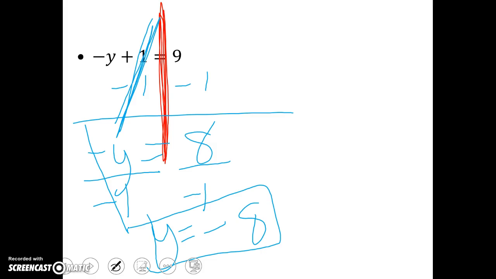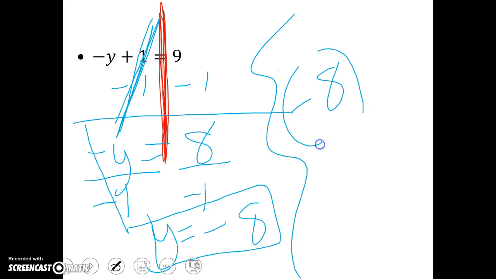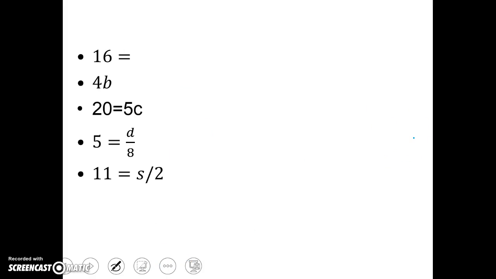So if you put this back up here, and you check, that would be -8, -8 plus 1. The reason that's negative is because remember that y is the only thing that we're replacing. We're replacing that y with the negative 8, there's that negative that's in front of it. So negative and a negative equals positive plus 1 is 9. That's correct.